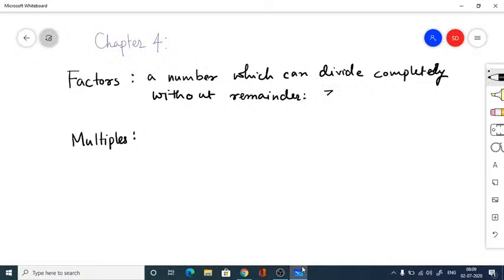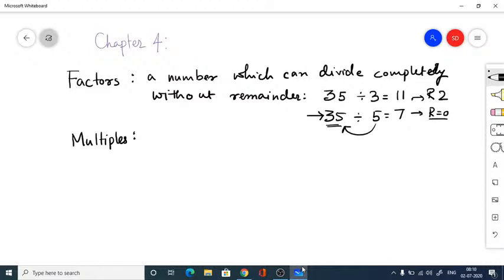Suppose you are given 35. Now if you divide 35 by 3, what do you get? Will you get a remainder 0? No, you will not. You will get a remainder of 2 because 3 elevens are 33 and your remainder will be 2. But if you divide 35 by 5, the quotient will be 7 and your remainder will be 0. So all those numbers which when they divide give you a remainder 0 are factors. So we say that 5 is a factor of 35.